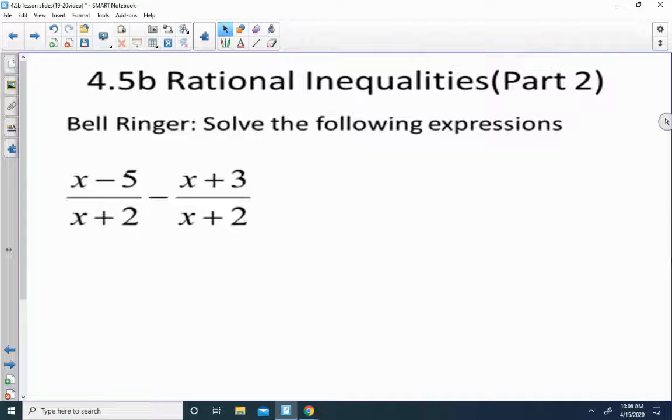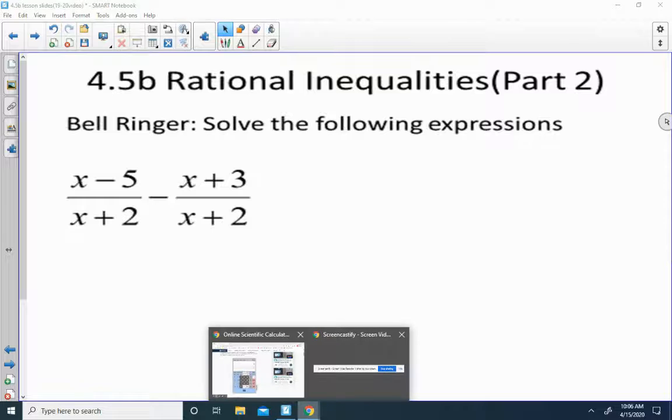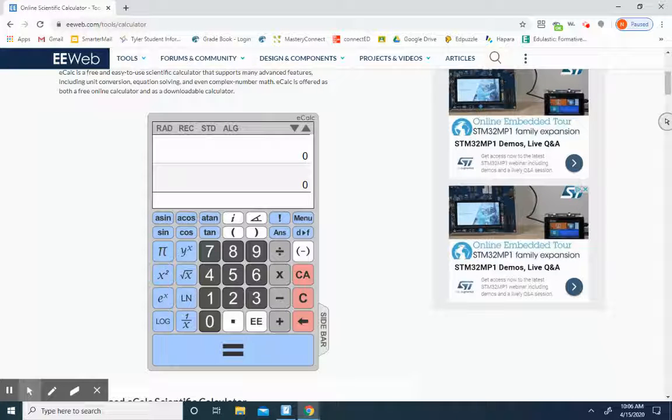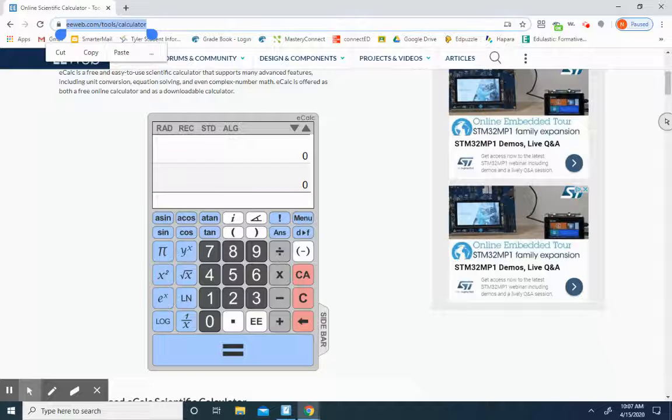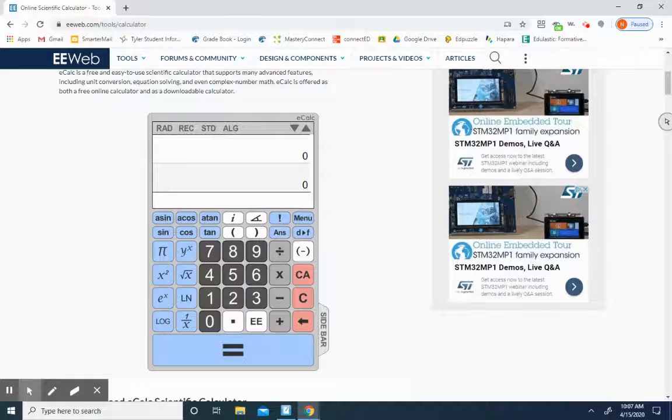Before we begin this lesson, I want to recommend that you get a calculator handy. Some of these examples probably will need a calculator. If you do not have a handheld calculator with you, I recommend going to this website. You guys are familiar with this calculator from previous lessons? eeweb.com/tools/calculator. It'll have all the functions you need. For this video, I'm not really going to be using this calculator because I have my own handheld. I'm just showing you this calculator in case you need to use it. So, there you go. There's a calculator handy if you need it.